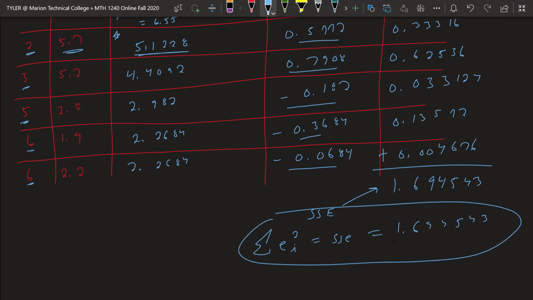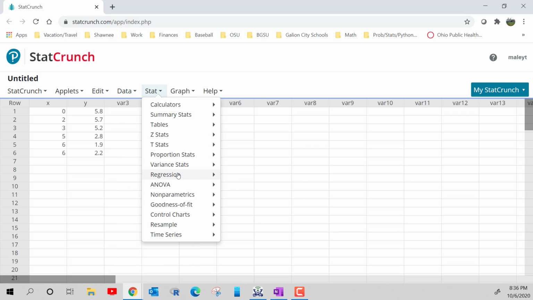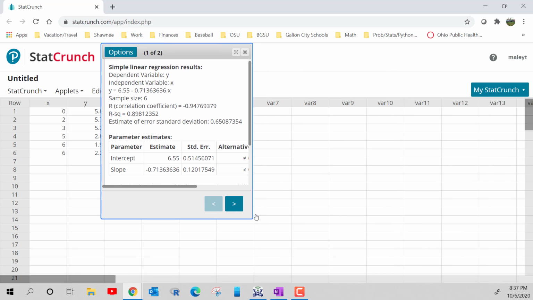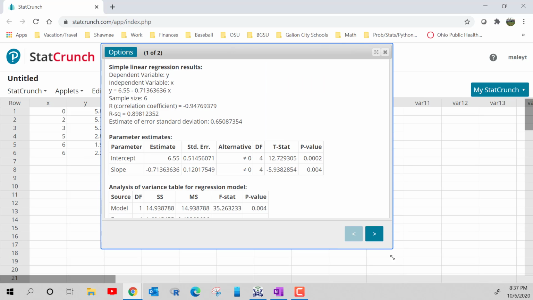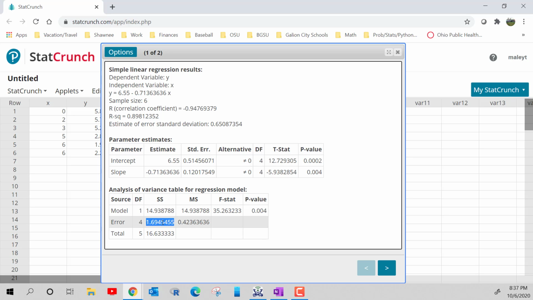Right? So if I go into StatCrunch and pull this data over, if I go to stat, regression, simple linear, and pick x is my x and y is my y and hit compute. If you remember when we looked at this table last time, I told you I would show you at the end how to find this SS and the error. So this number is what we just calculated in the table, right? You can see how that lines up. It might be a little off, just like with sample standard deviation, because of some rounding and things, but you can see we got pretty much that value.